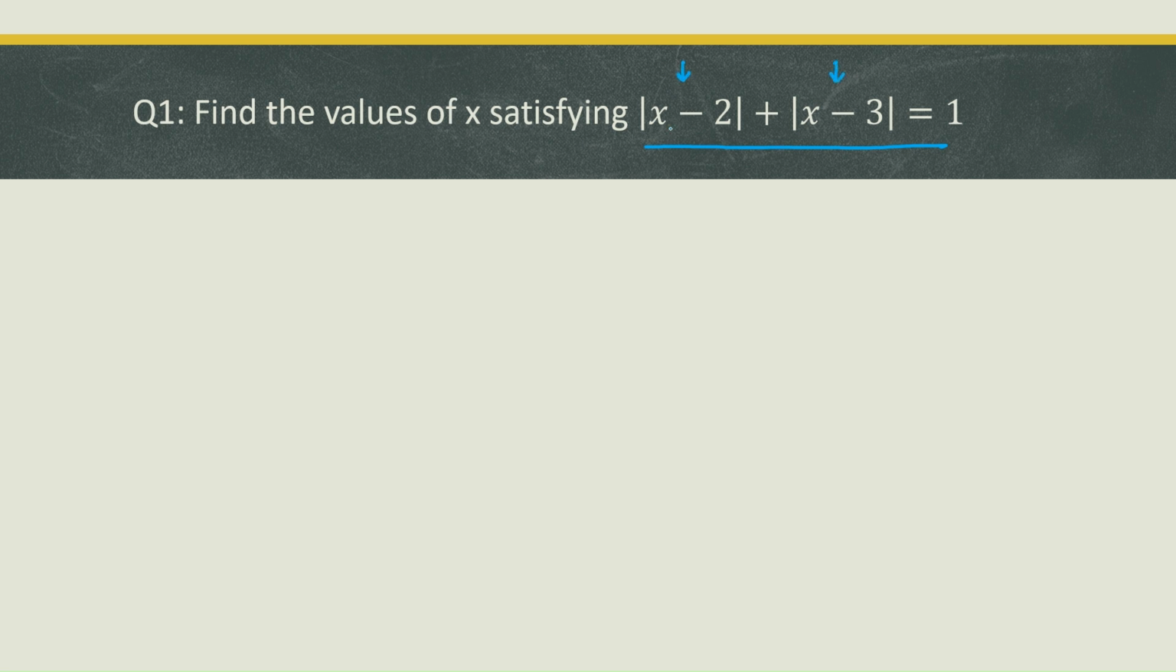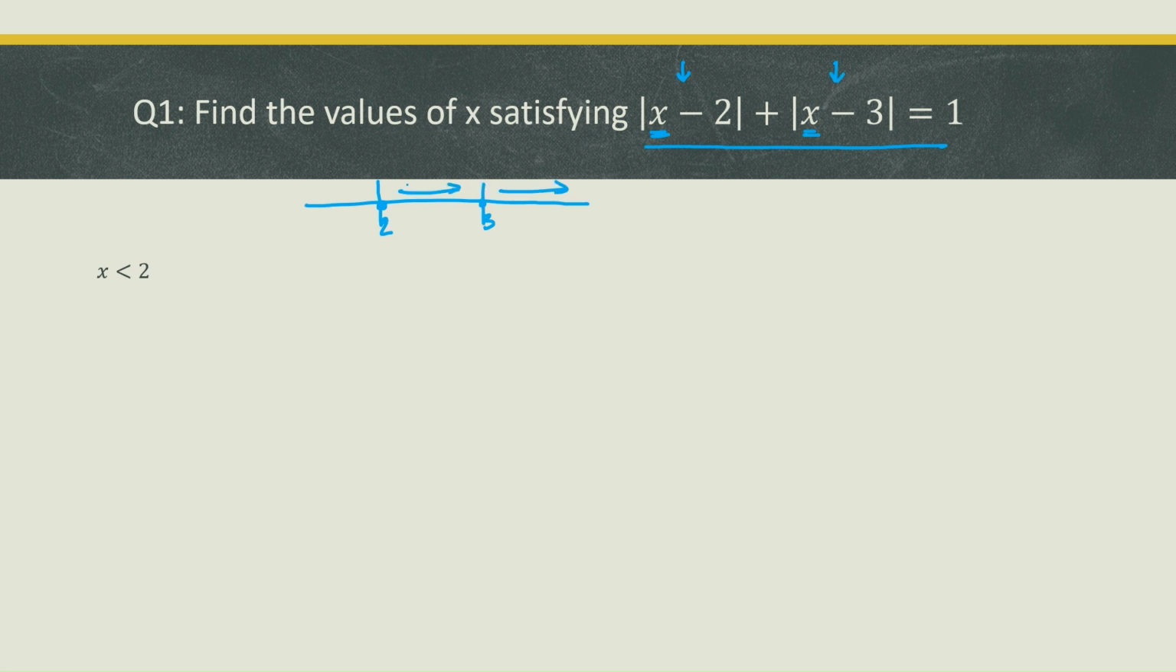becomes 0. There are two modulus in this question: one is modulus of x minus 2 and one is modulus of x plus 3. So I know that at x equal to 2, this modulus becomes 0, and at x equal to 3, this modulus becomes 0. First, I'll plot the values of x on a number line. This is 2 and this is 3. So I'll divide the number line into 3 parts.